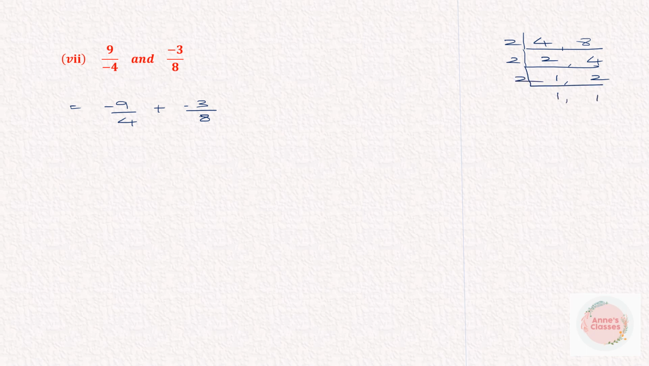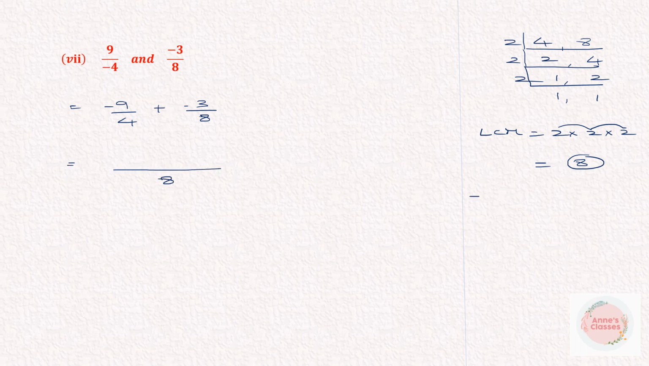Question 7. So here again, in the first fraction, the denominator has a minus sign. We'll transfer it to the numerator. So this becomes minus 9 by 4 plus minus 3 by 8. 4 and 8, two different denominators. Let's find the LCM. 2 2s are 4, 2 4s are 8. 2 1s are 2, 2 2s are 4, and 2, 1 and 1. So LCM is 2 into 2 into 2. 2 2s are 4, 4 2s are 8, LCM is 8. So here let's write 8 as the LCM.